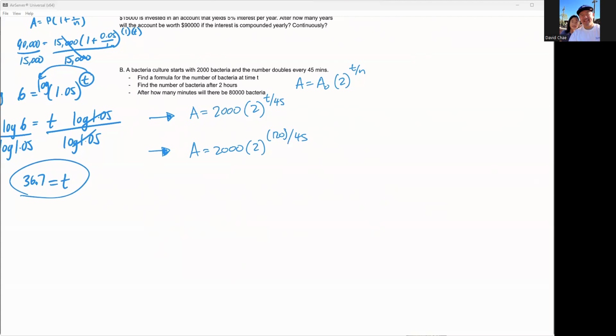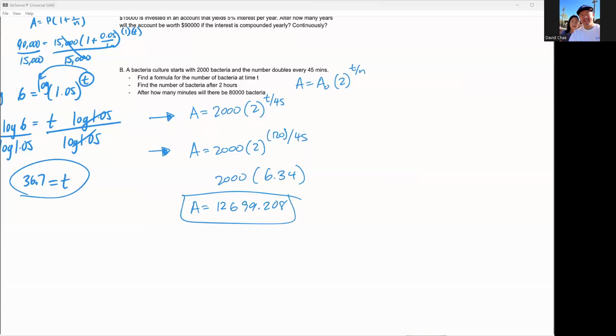All right. So 2 to the 120 over 45 power is 6.34. Multiply that by 2000, and you get A equals 12,699.208. You can round it off, that's fine too. So notice that's an exponential equation.